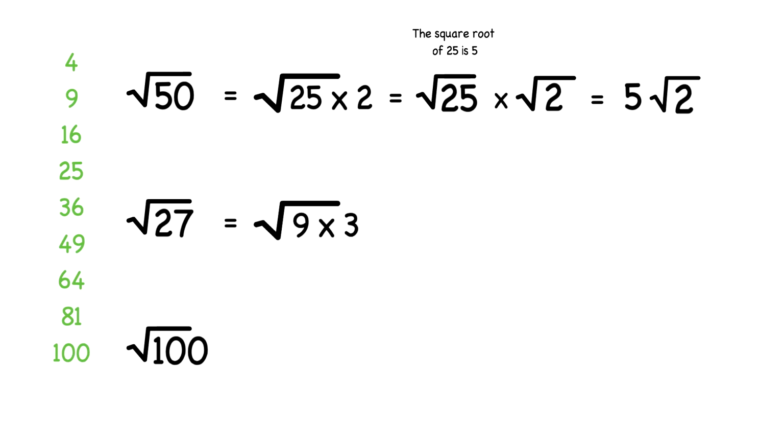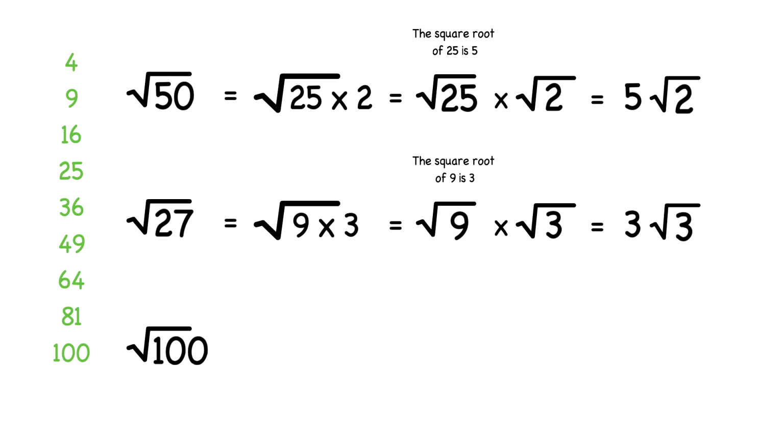Root 27 can be split into root 9 and root 3. Root 9 can be solved to 3, and then we leave the root 3 the same. So the simplified version of root 27 would be 3 root 3. Root 100 is a nice easy one because we can just solve it straight away. The square root of 100 is 10.